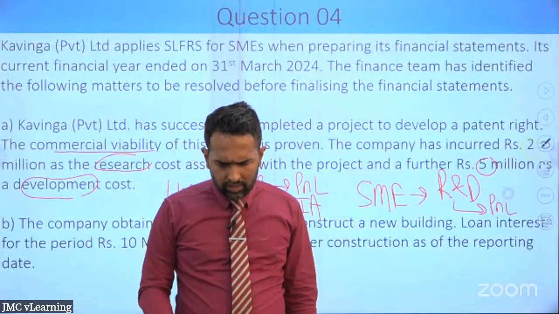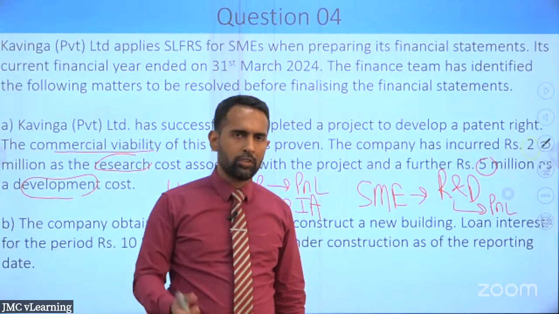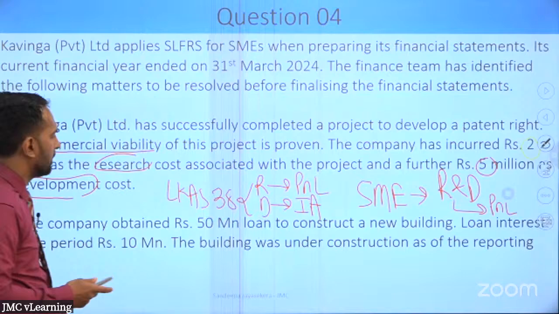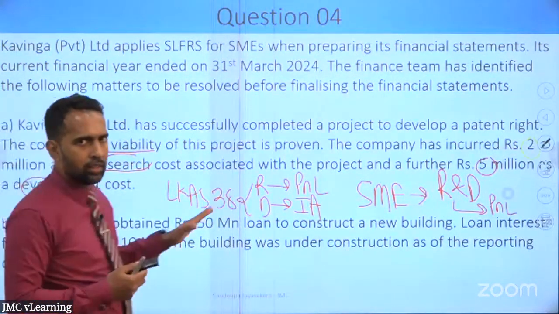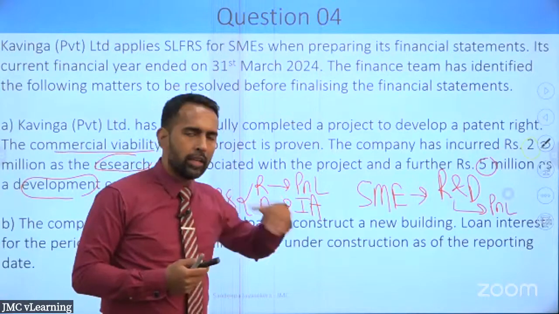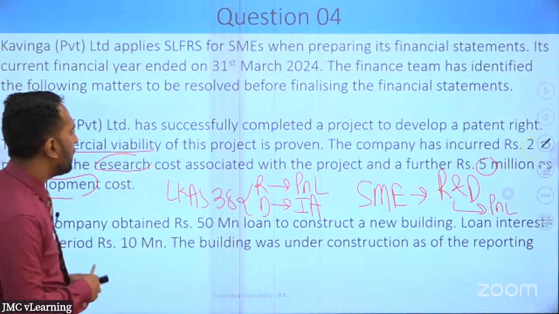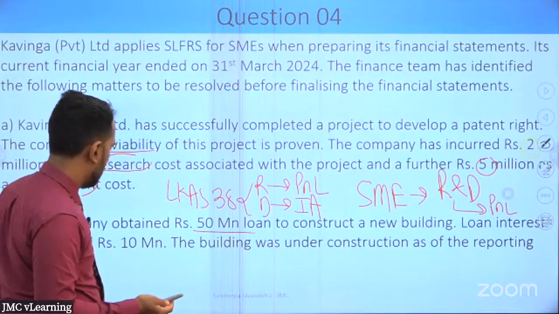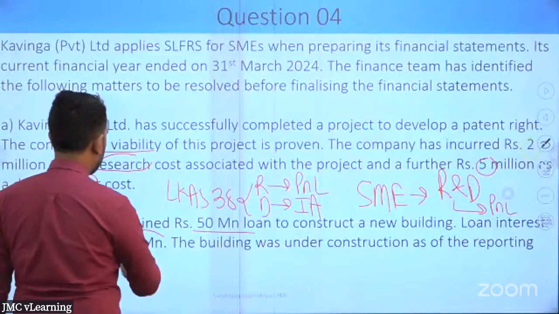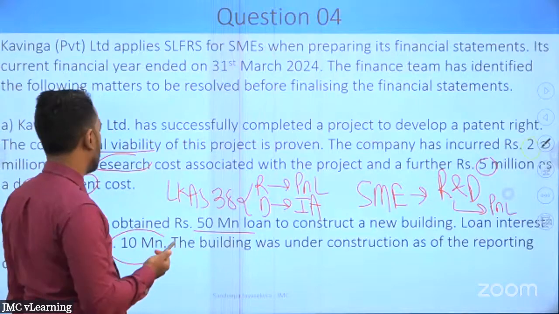Someone is asking, these are from the first lesson. The previous ones are from the first lesson. SLFRS for SME is coming from the standards lesson, part B. So the first part is clear, right? The R&D is charged to P&L. Next one. The company obtained a 50 million loan to construct a new building. Loan interest for the period is 10 million. The building was under construction as of the reporting date.